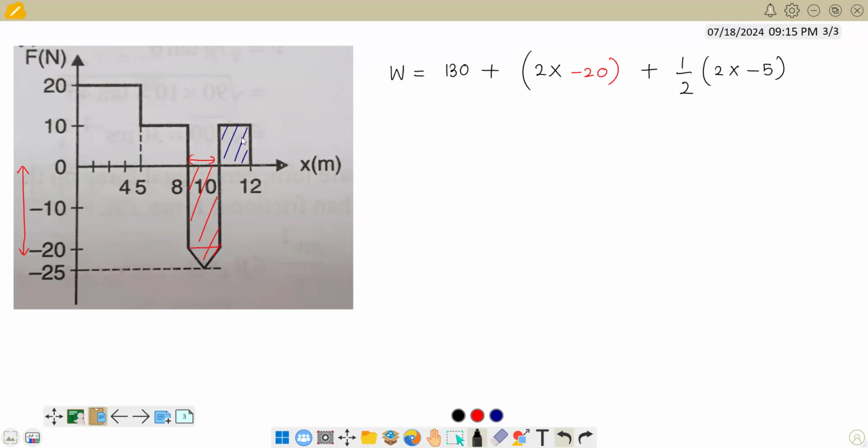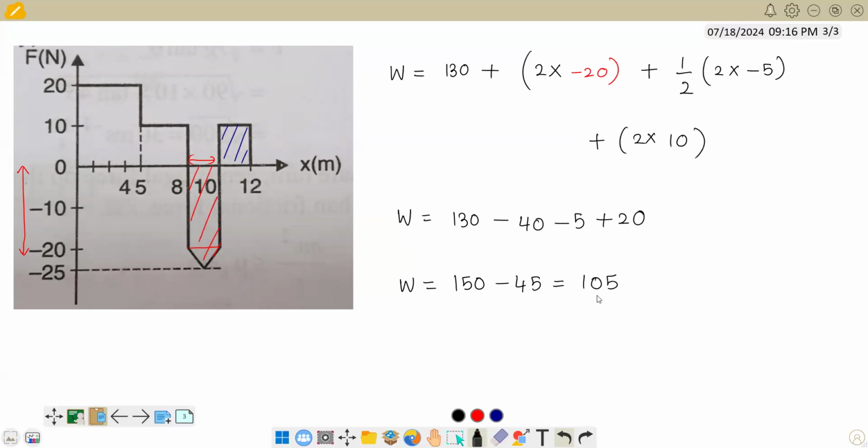And the last one is the positive area that got contributed. It's a rectangle, so base is 2 into height is 10. So let me just write them: 130 minus 40 minus 5 plus 20. So it would become 150 minus 45, so it would become 105. We get the value as 105 joule.